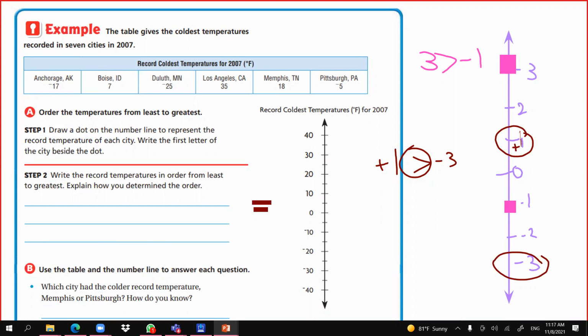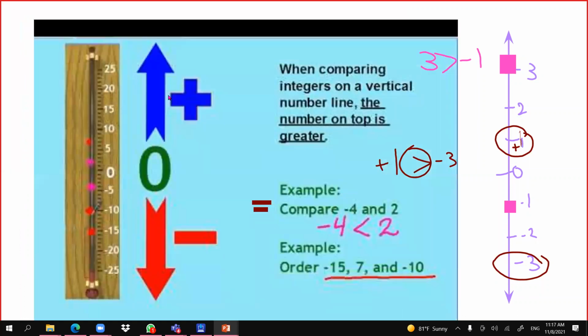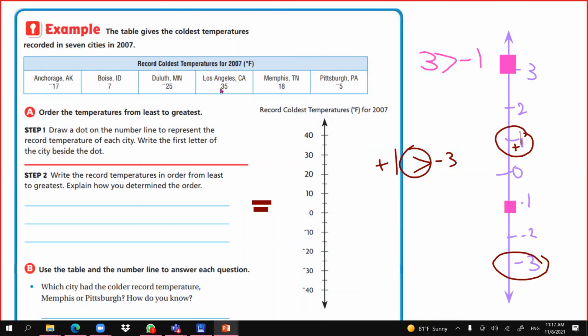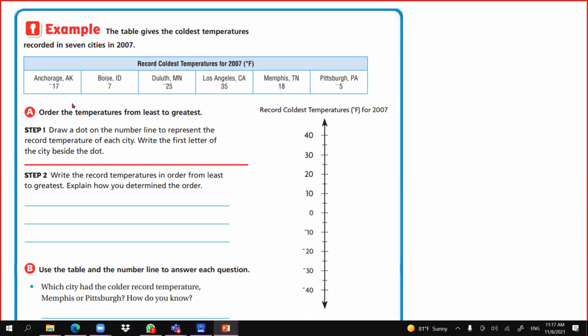Now the table gives the coldest temperature recorded in 7 cities in 2007. Negative 17, 7, negative 25, 35, 18, and negative 5. They asked you now to order the temperatures from least to greatest. Step number 1, draw a dot on the number line to represent the record temperature on each city. Write the first letter of the city beside the dot.